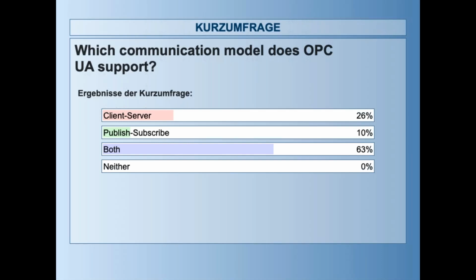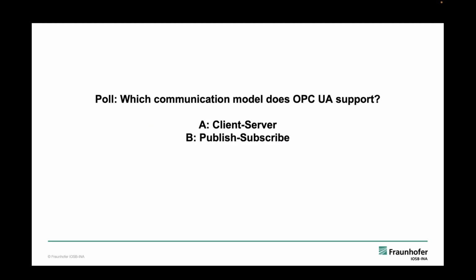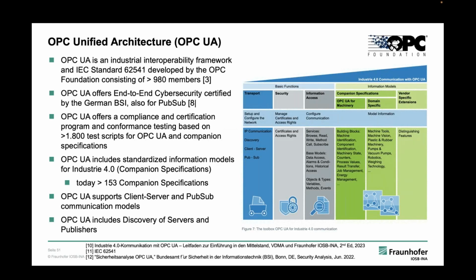Okay, let's look at the results. So 26% client server, 10% publish subscribe, 63% both. Excellent. Okay, so both is correct, of course, as we will also see in our presentation now.